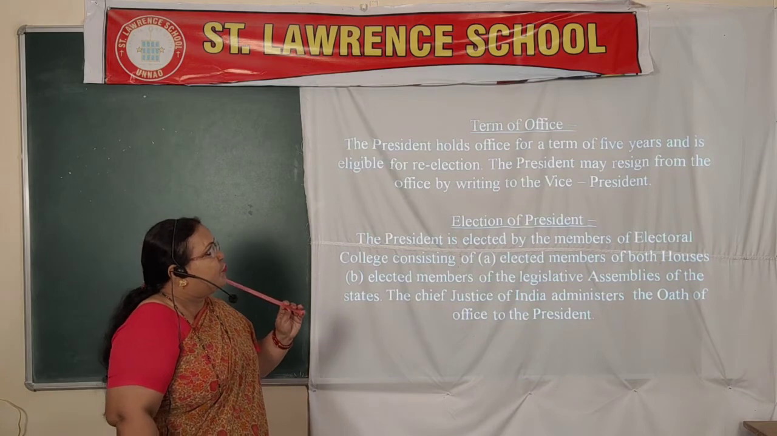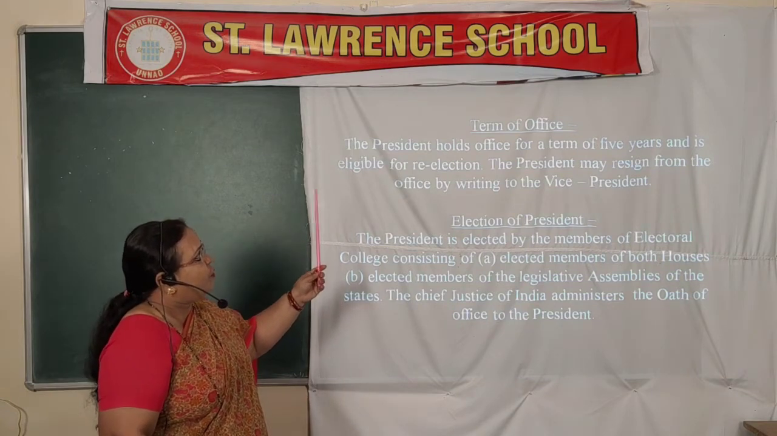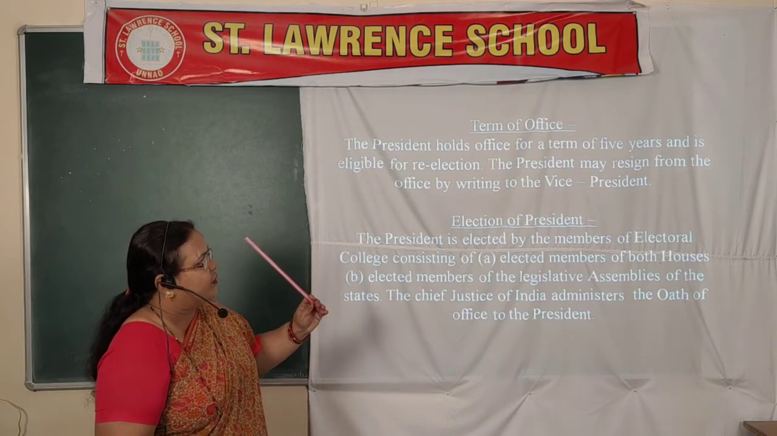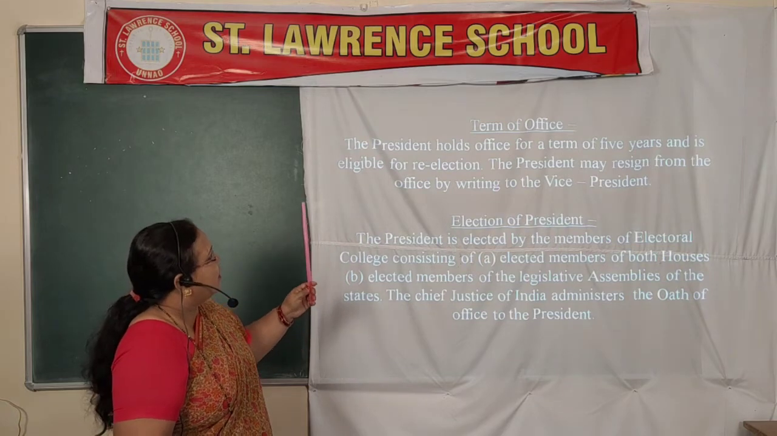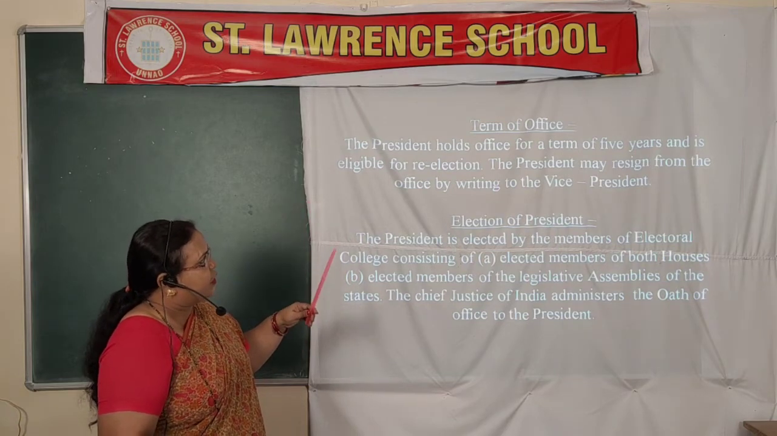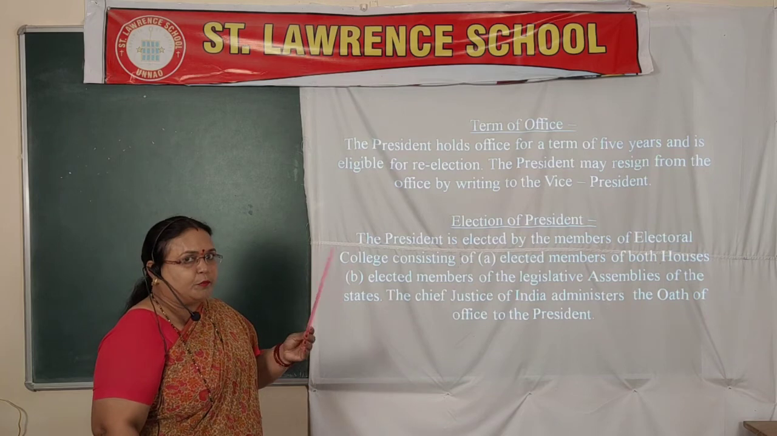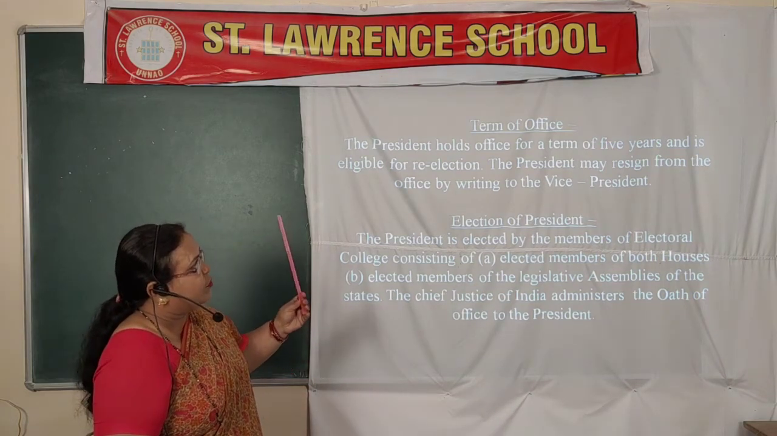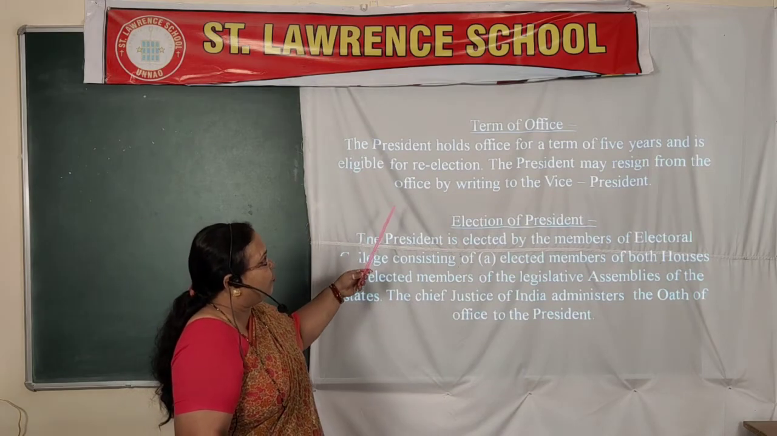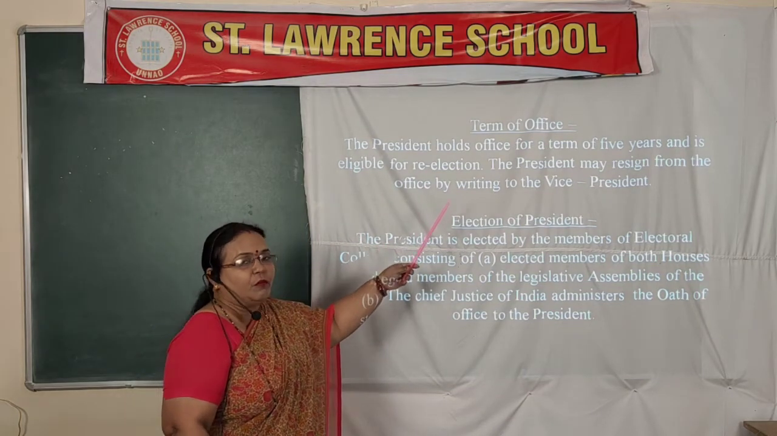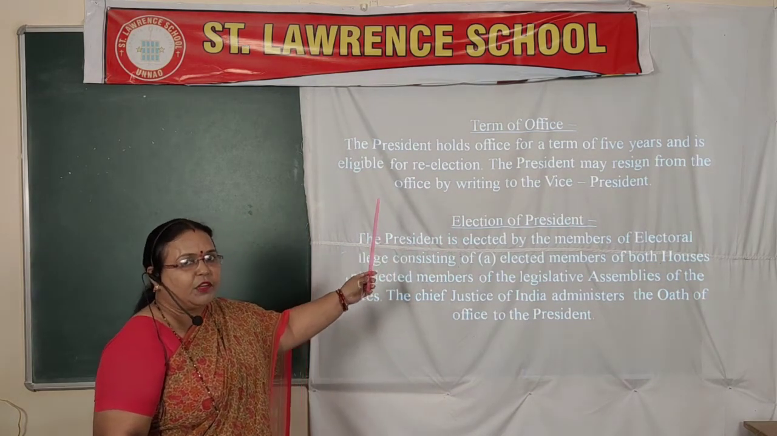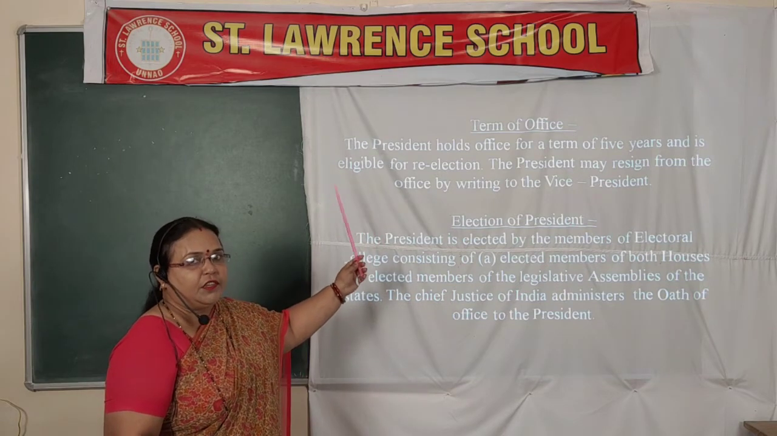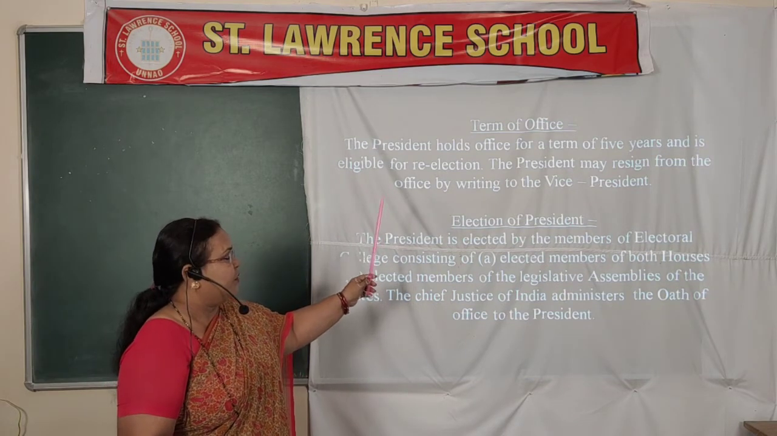Now, what is the term of the President? The President holds office for a term of 5 years and he is eligible for re-election. Means in continuation, a person can be the President for 10 years. The President may resign from office by writing to the Vice President. Very important, he has to submit his resignation letter to the Vice President.